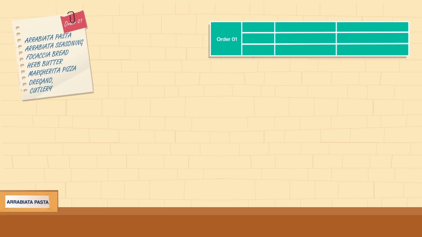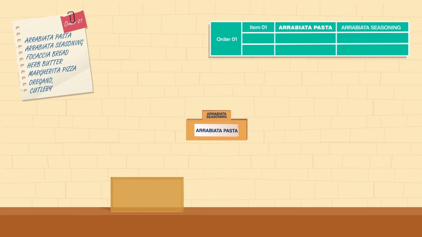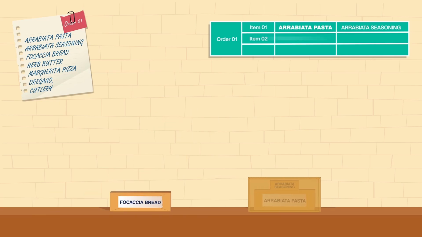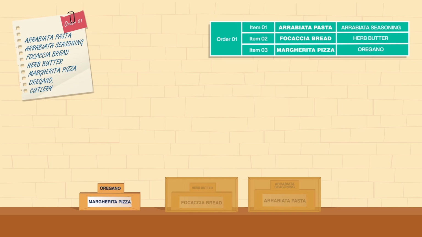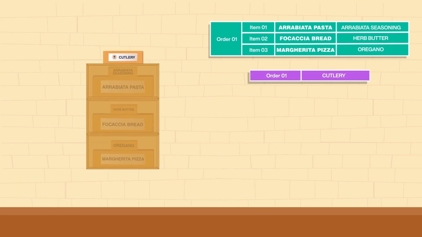So now we have the items arrabbiata pasta and arrabbiata seasoning each in a sub-box packaged into a box. Similarly with focaccia bread and herb butter, margherita pizza and oregano. The cutlery is packaged into a separate box. All of this is placed in a single bag.